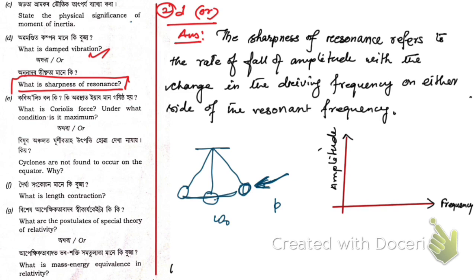Okay, now you see, if the frequency of your driving force is very close to omega naught, the amplitude of the oscillation of this pendulum will increase as the driving frequency approaches the natural frequency of the simple pendulum. Okay, when P is equal to omega naught, it attains the maximum amplitude. Right, and that phenomenon is called resonance.